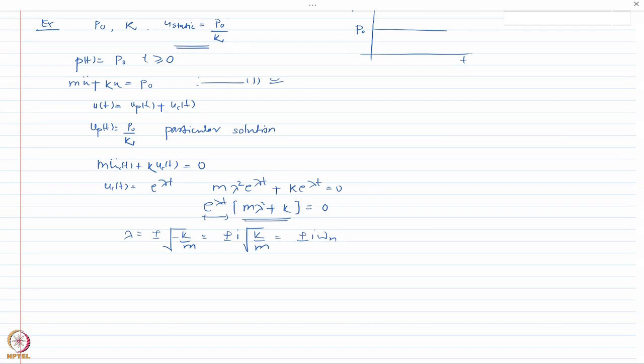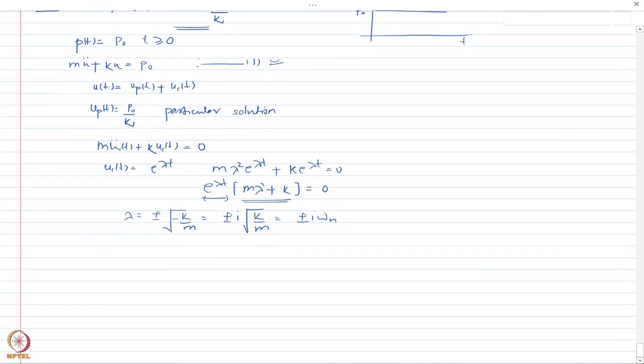We are going to come back to that in a later chapter. Right now, just interpret it as any other constant through which I am representing this quantity, under root k by m. So I have two roots here, lambda 1, which is i omega n, and lambda 2, which is minus i omega n. If I have two roots, the solution of this complementary equation right here can be written as a linear combination of both roots.